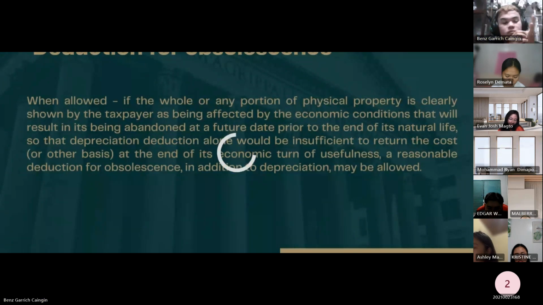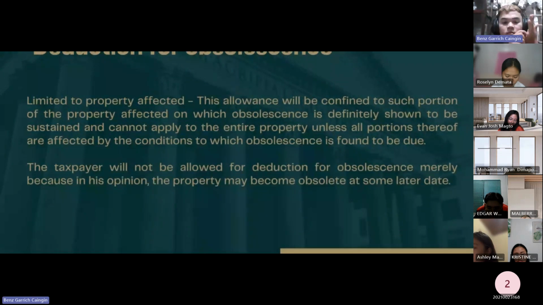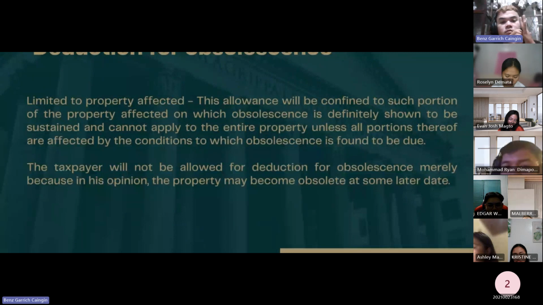The second condition: limited to property affected. This allowance will be confined to such portion of the property affected on which obsolescence is definitely shown to be sustained and cannot apply to the entire property unless all portions thereof are affected by the conditions to which obsolescence is found to be due.